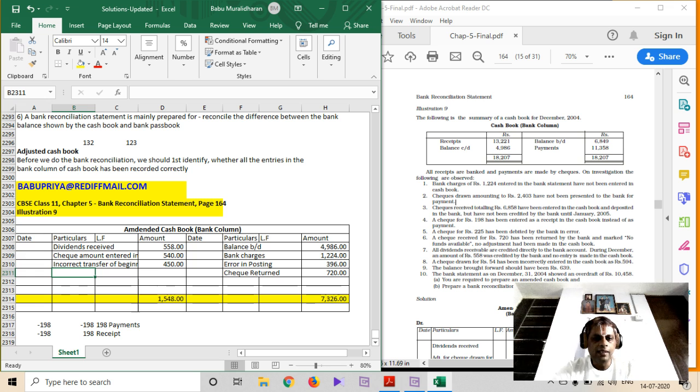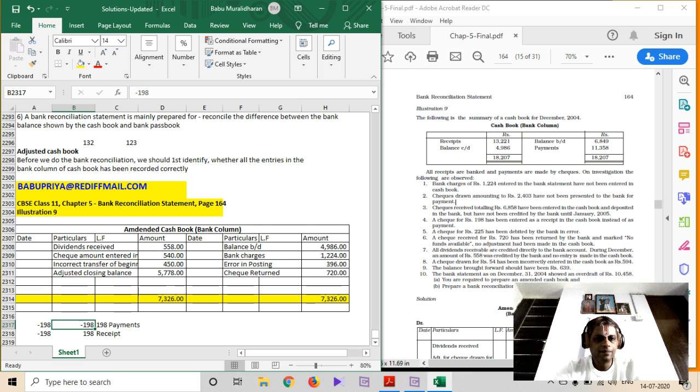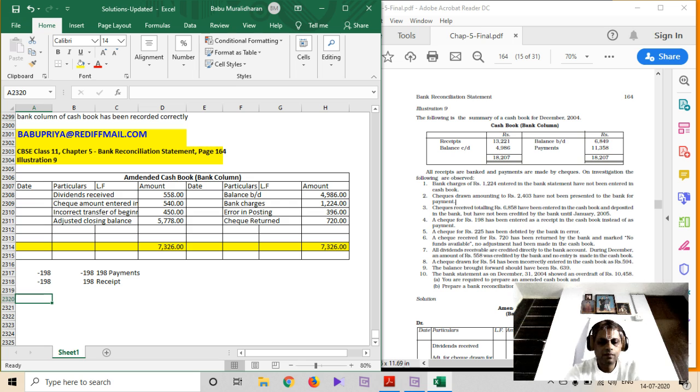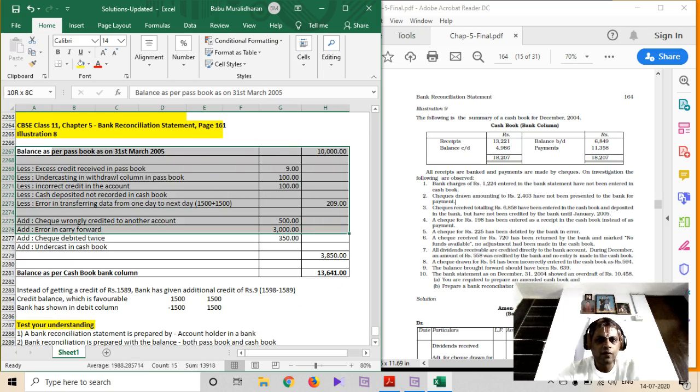Now we'll arrive at the adjusted closing balance of the cash book bank column, which is equal to 7,326 minus 1,548. That is 5,778. This will be the adjusted closing balance of cash. Now let's prepare the bank reconciliation statement. Let me copy the format from here, right? Just apply the format.